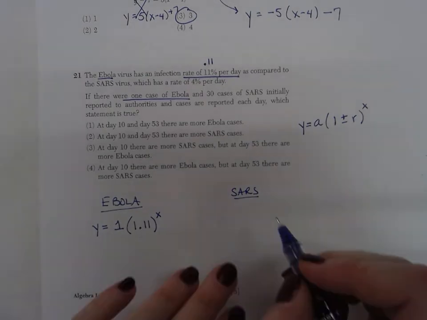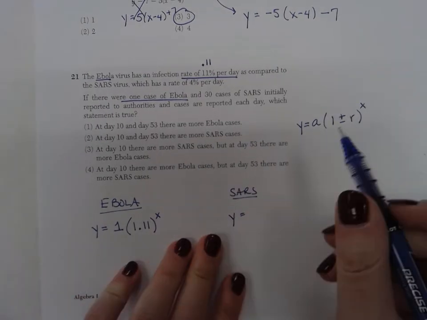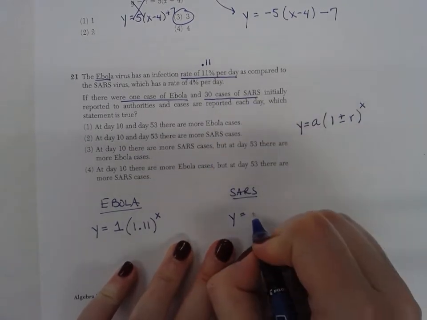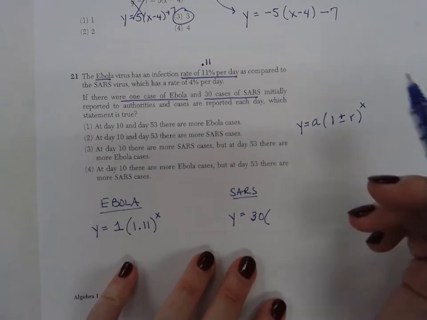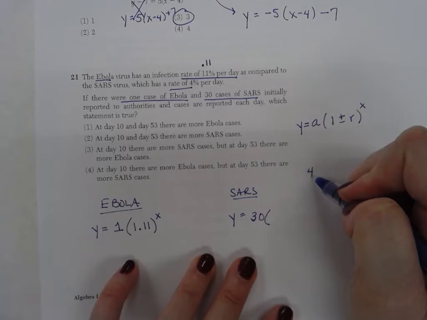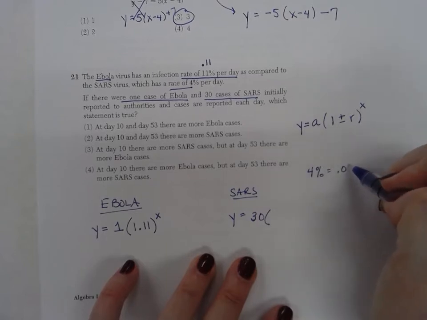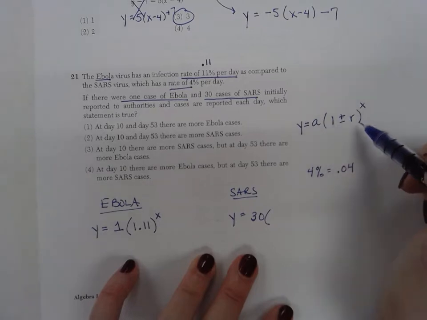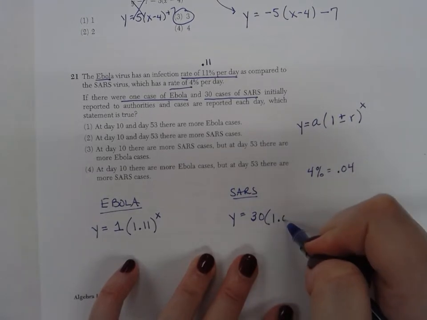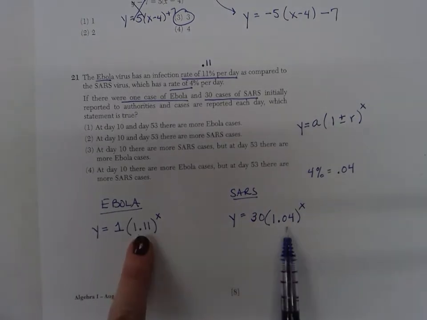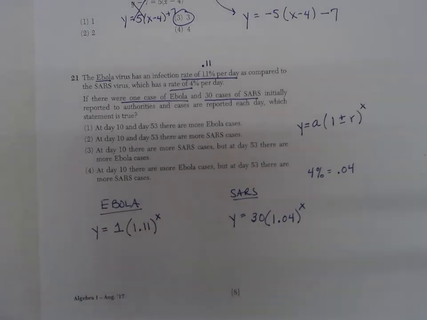Now I have to do the same thing for SARS. Well, there were 30 cases of SARS that started. And the infectious rate, let's see here, that's a rate of 4%. So 4% is equal to 0.04. So of course it's 1 plus 0.04. Remember, the number in the parentheses has to be bigger than 1 because the amount of people that get the viruses is growing. So that's what you want to look at.